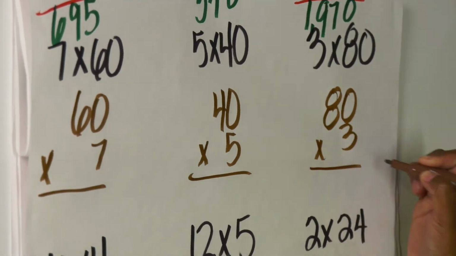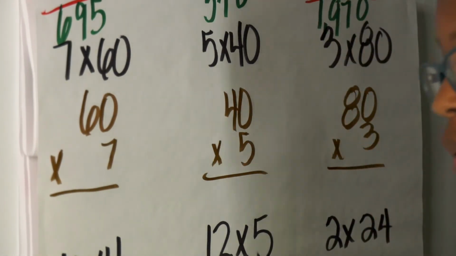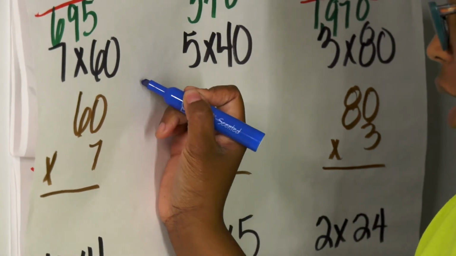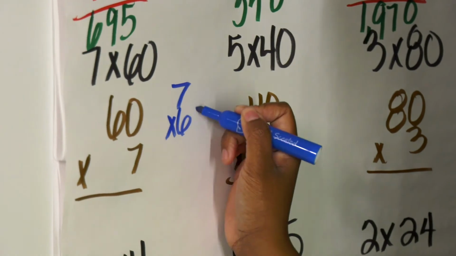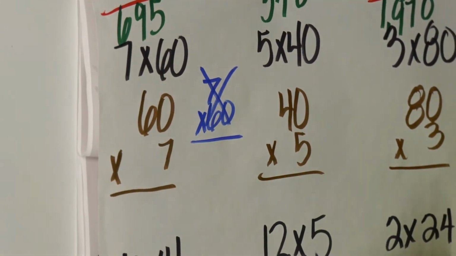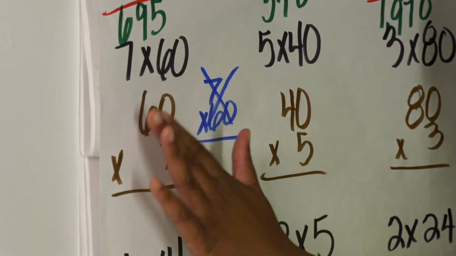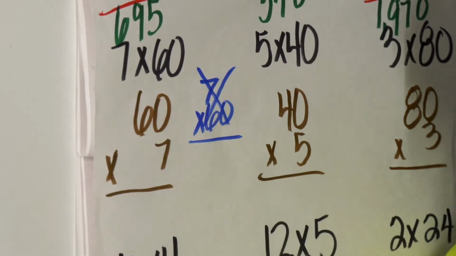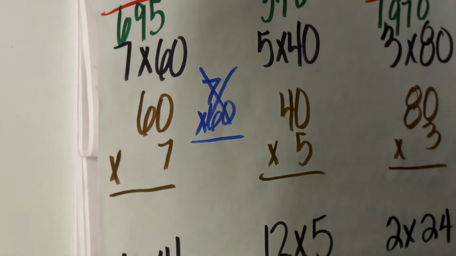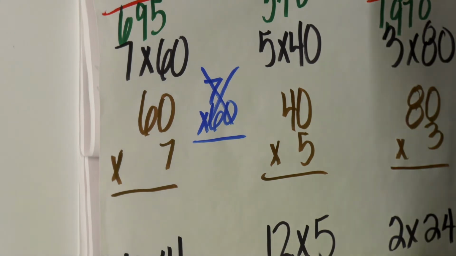Times 3. So we do not, and I'm going to show you an example of what not to do. 7 times 60. You would not write 7 times 60. That is not the correct way to write that problem, okay? Any multiplication problems you encounter, the number with the most digits goes to the top. All right, so let's get to our multiplying. We're multiplying 2 digit by 1 digit, I'm sorry.